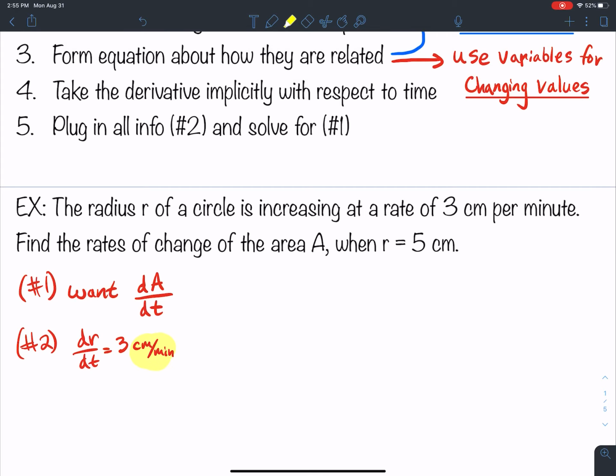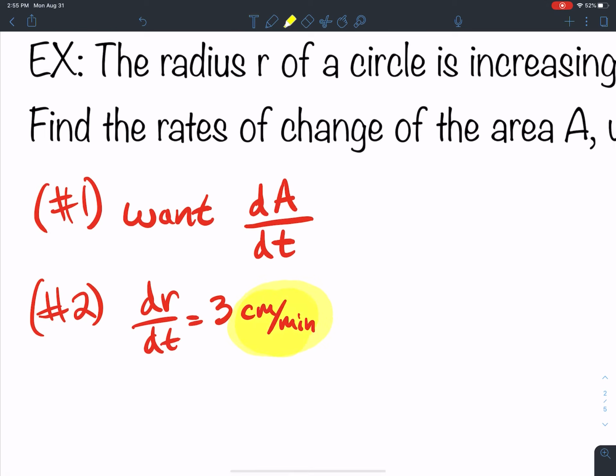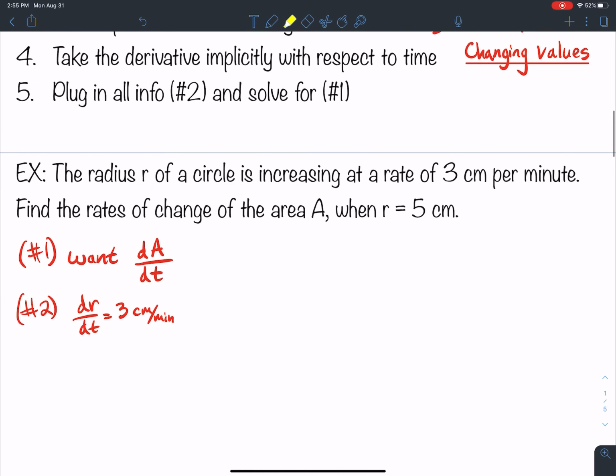The units are important here because you think about this as a velocity. If I'm taking the derivative, it's the units of the radius divided by the unit of time: centimeters divided by minutes. So I'm taking the derivative with respect to time in minutes. It's very important that you keep your units in the correct form here. Now, what else do I know? Where are your other numbers? Well, I know r equals 5 centimeters, so I can write that out too.